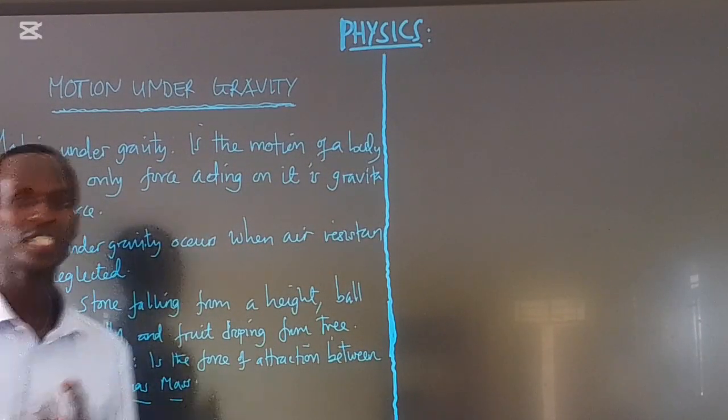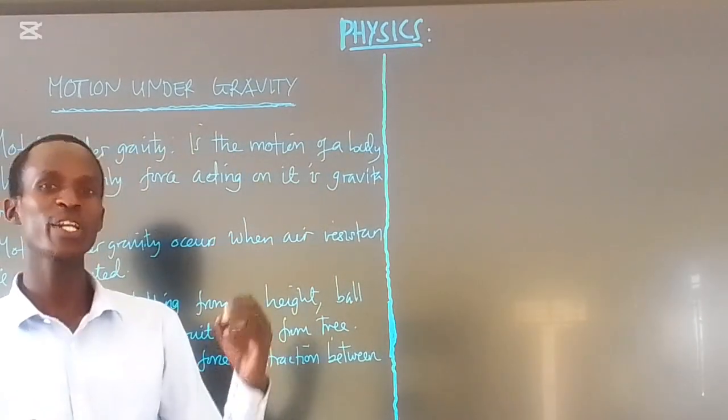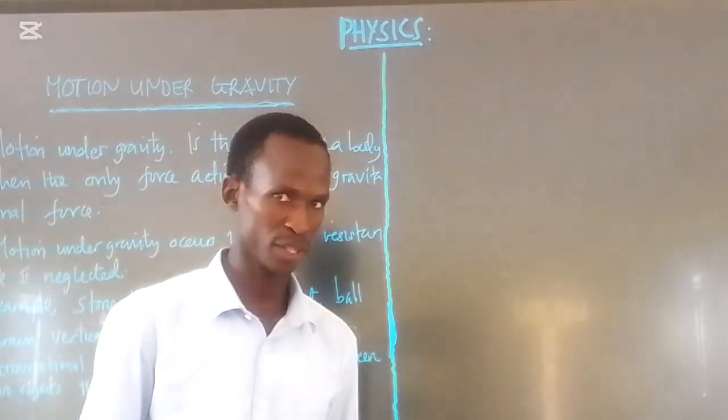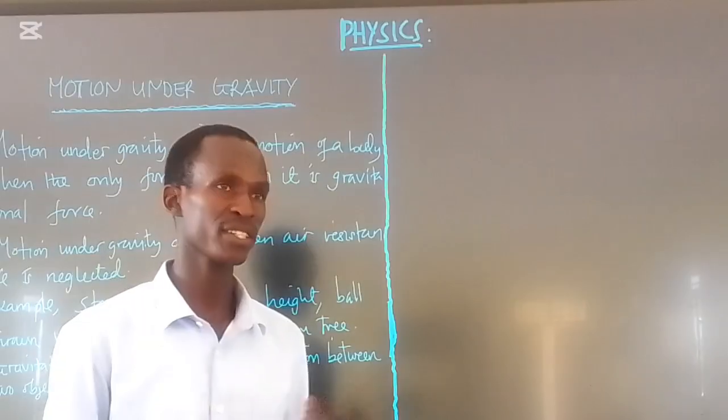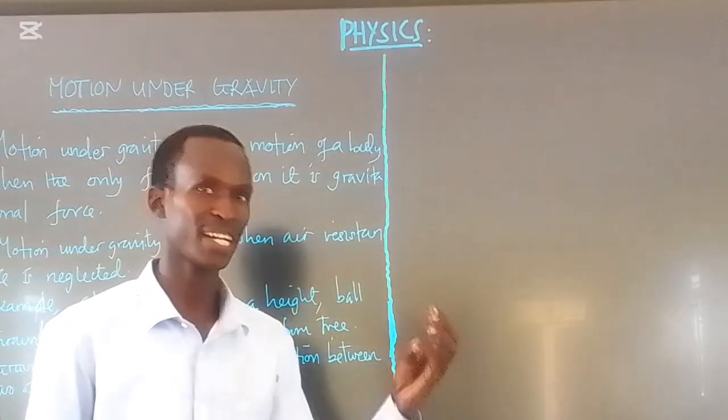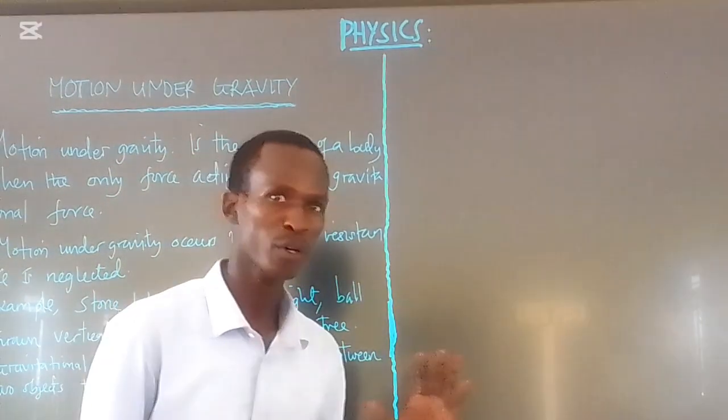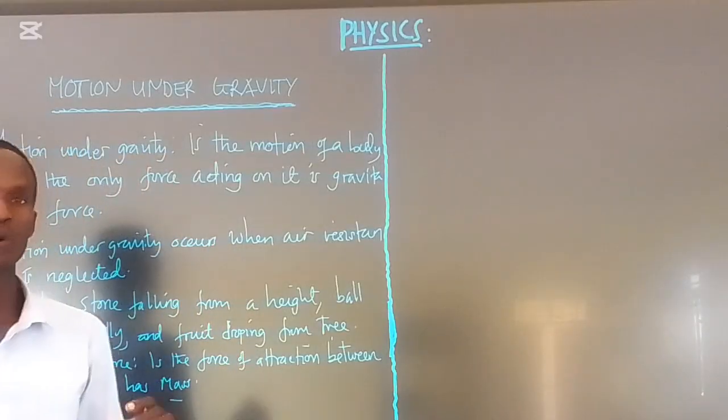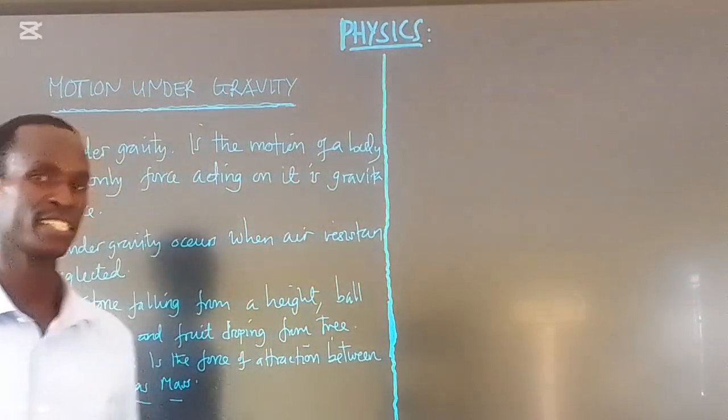Motion under gravity occurs only when we neglect air resistance. When there is air resistance, it affects motion under gravity. So motion under gravity tends to occur when air resistance is neglected.